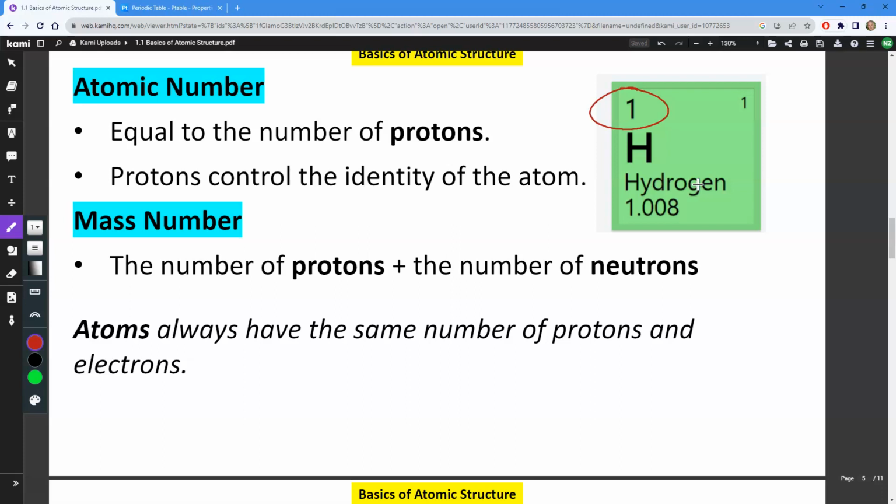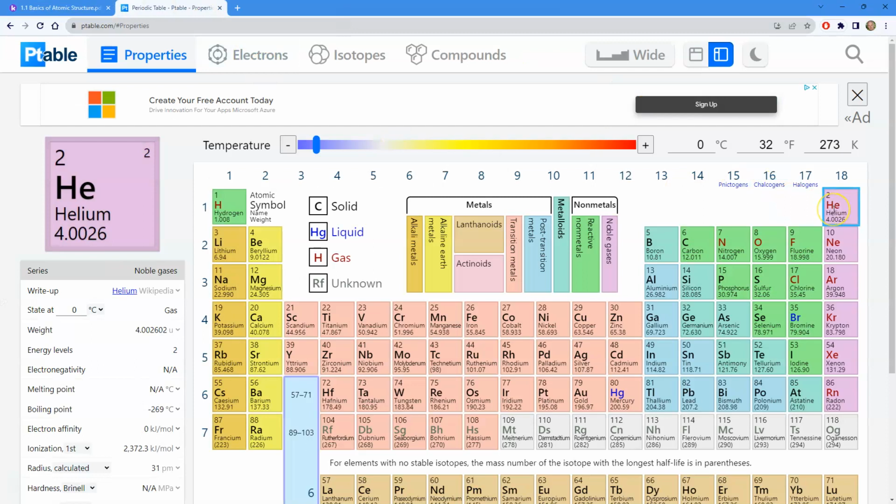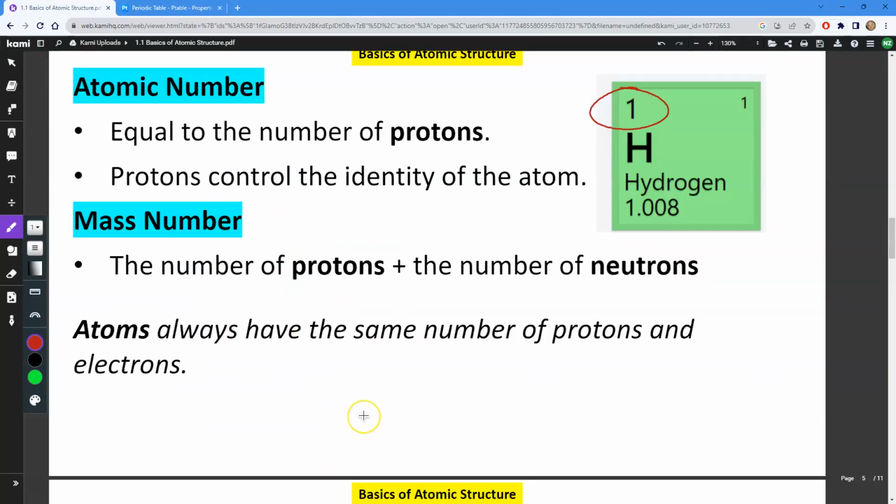The number of protons determines the identity of the atom. So if I have 2 protons, that's helium. If I have 3, it's lithium, 4, beryllium, and so forth. So the number of protons determines the identity of the atom. The mass number is the number of protons plus the number of neutrons.